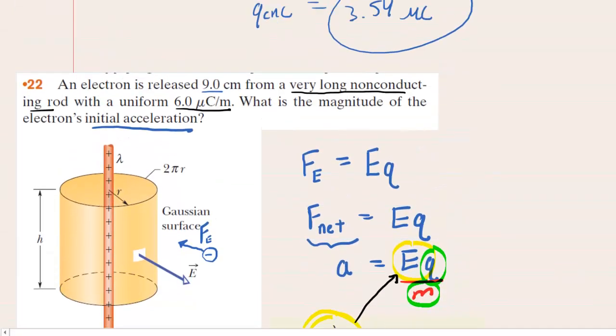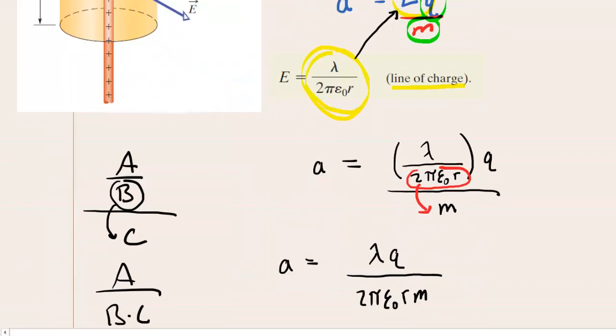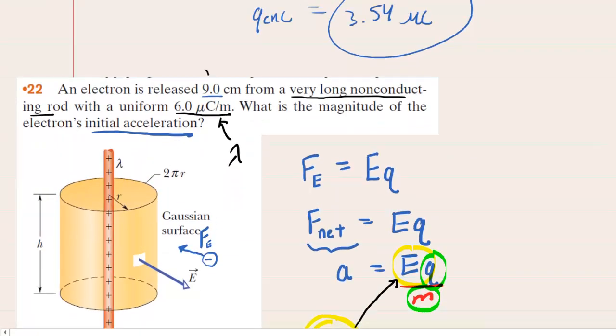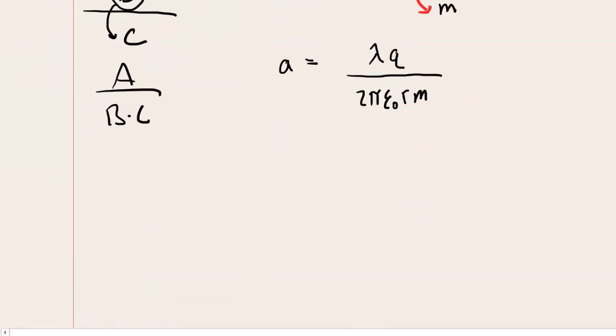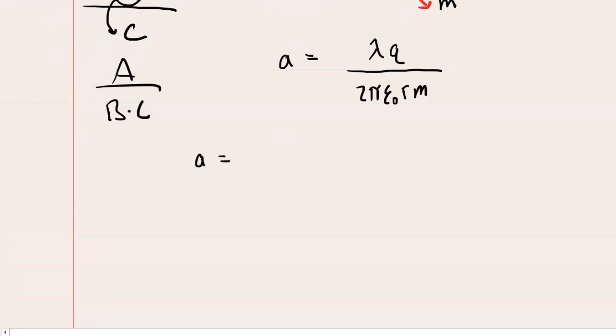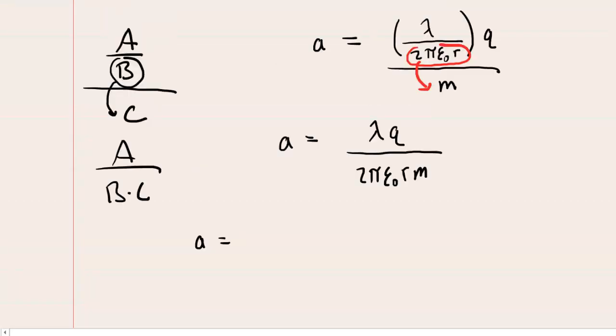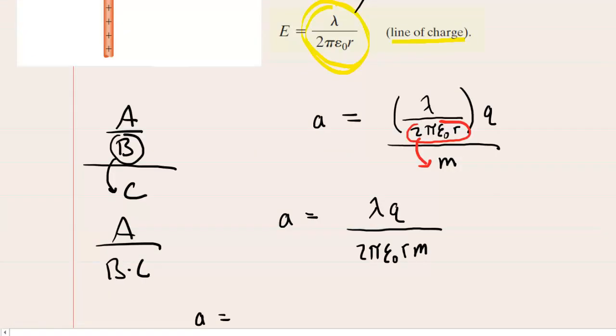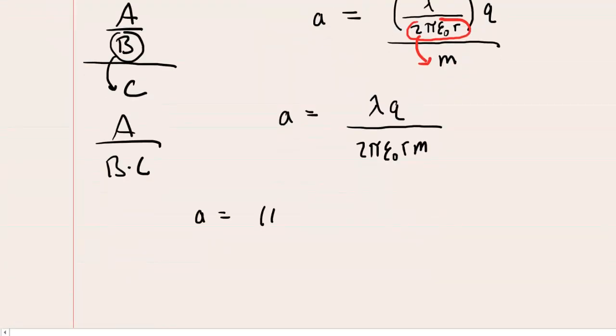That's the value they gave us at the beginning of the problem, right there. And then the r is the distance from the rod, and that was given as 9 centimeters. So we're going to begin to plug in all the known values here. We will be a little bit cautious about the units. So for lambda, it was 6 microcoulombs per meter, but it's microcoulombs, so you have to take 6 and multiply that by 10 to the negative 6. That would be in coulombs per meter, times the charge on an electron, which is 1.6 times 10 to the negative 19th coulombs.